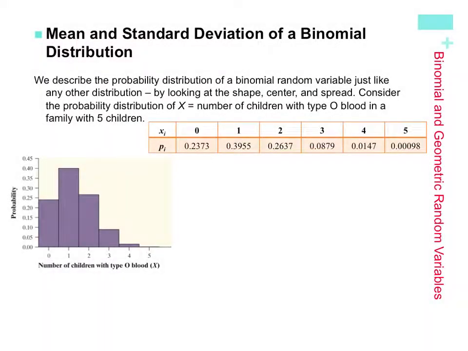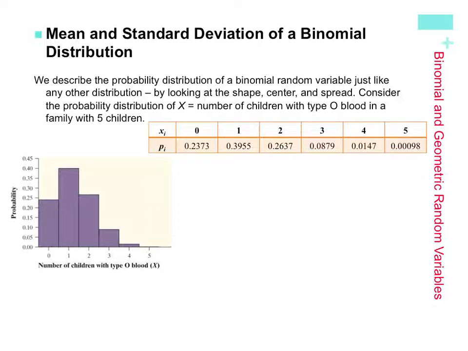Okay, guys, so just a little bit more about our binomial distribution. Looking at mean and standard deviation, we'll start with explaining its distribution. We describe its distribution just like we do any other, looking at the shape, the center, and the spread. So, consider that family of 5 and looking for the number of children with type O blood.